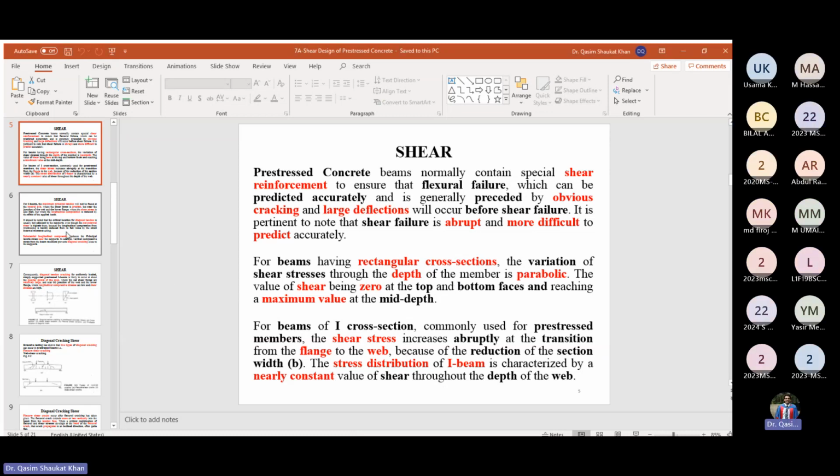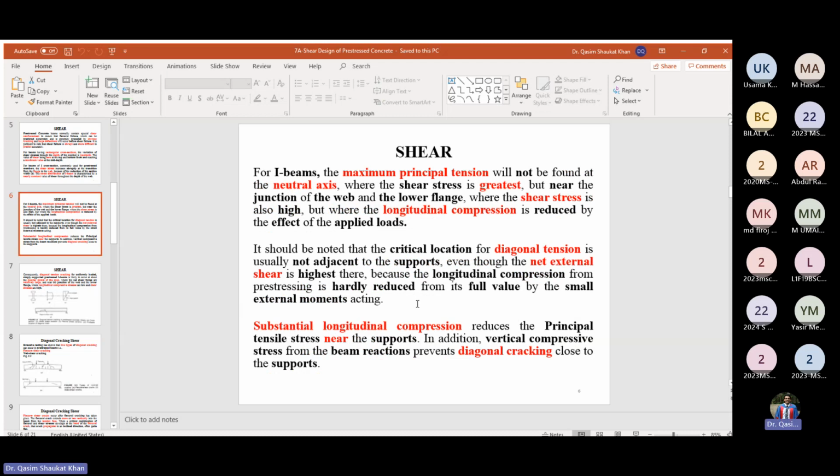Now, next is for I-shaped beams, maximum principal tension. Guys, if you recall in structural mechanics, we studied shear planes and principal planes. Principal planes are those planes over which we have maximum normal stresses, and the shear stress at the principal planes is 0. Over the shear planes, we have the maximum in-plane shear stress.